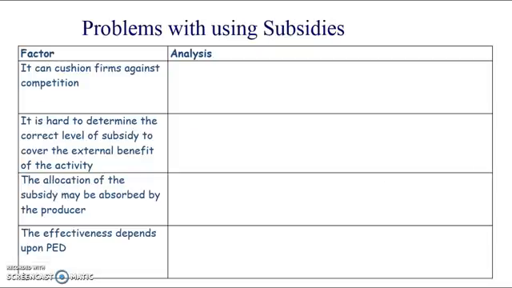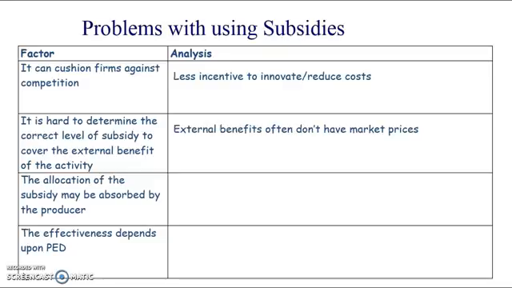However, there are some problems with using subsidies. I haven't actually put the most obvious problem on here, which is that it's very expensive. Whereas a tax raises revenue for the government, this is going to cost them money. So there's obviously an opportunity cost there. Another problem is it cushions firms against competition, and so maybe there's less incentive to innovate or to reduce costs. So we've got problems with productive efficiency as well.